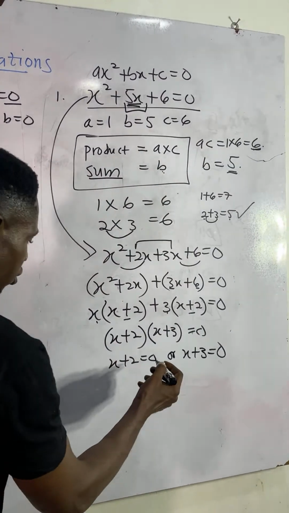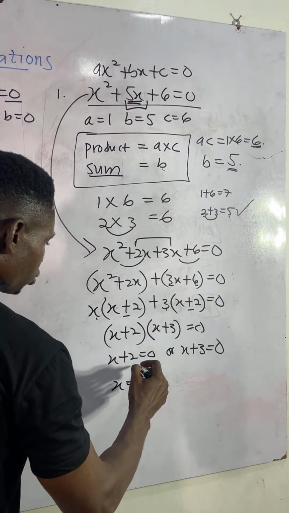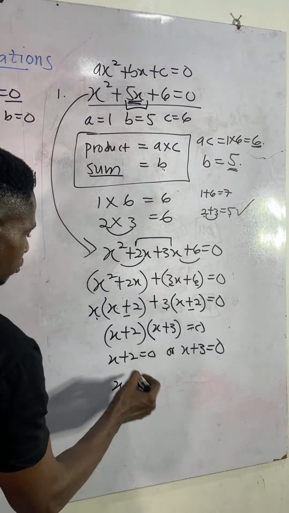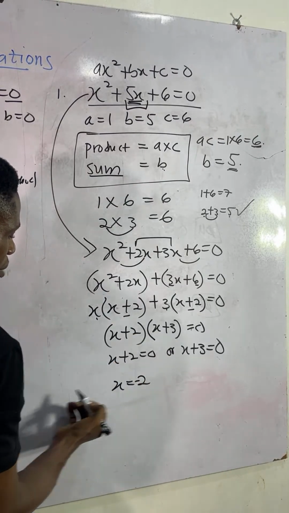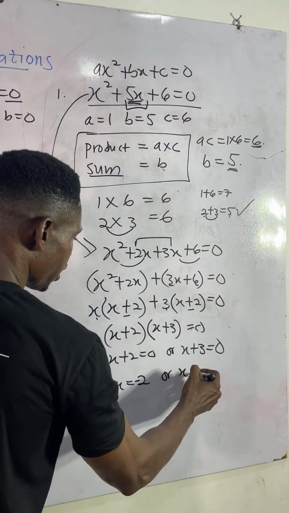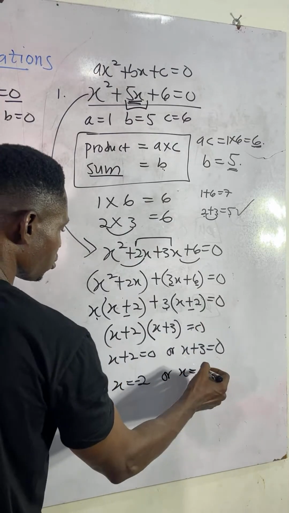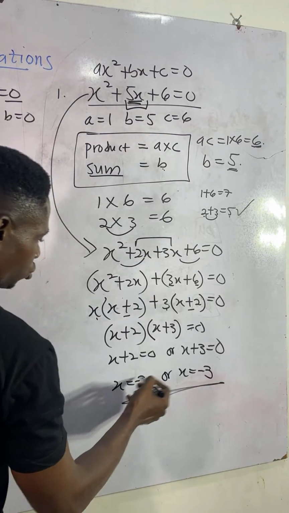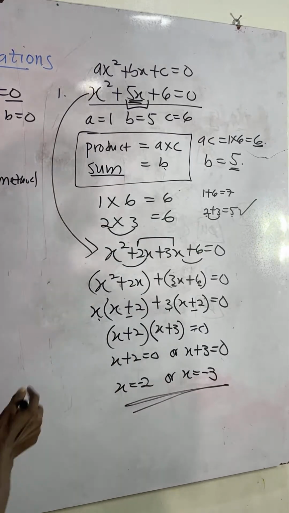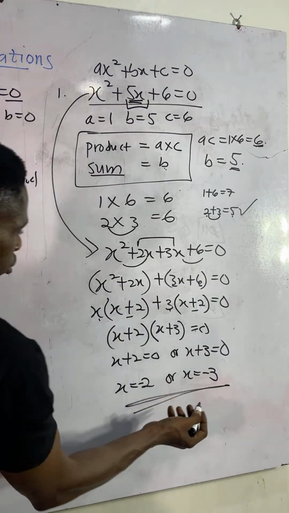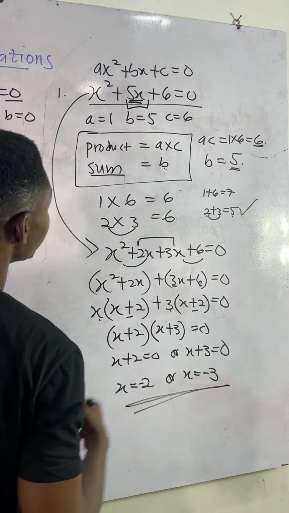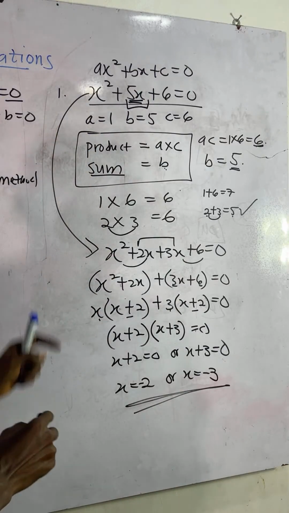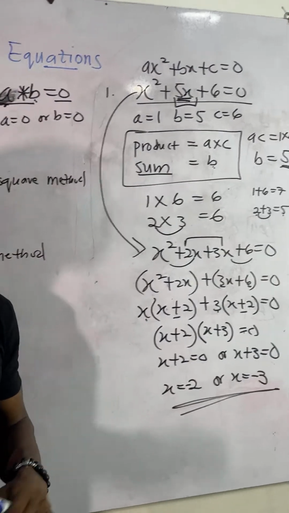And now we can collect like terms. X equal to negative 2, the plus 2 goes over and becomes minus 2, or x equal to plus 3 becomes minus 3. Remember I said we have 2 roots to the equation. So these are the roots of the equation, minus 2 and minus 3. Okay, so that's our first example for the class.